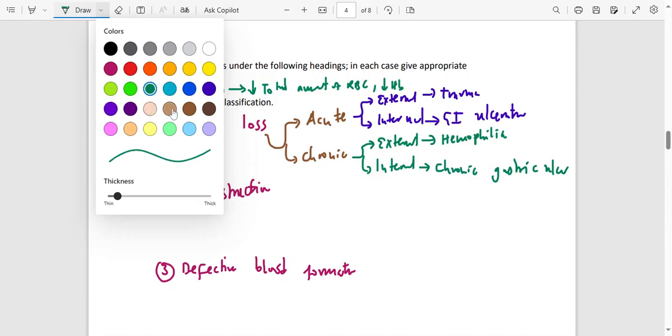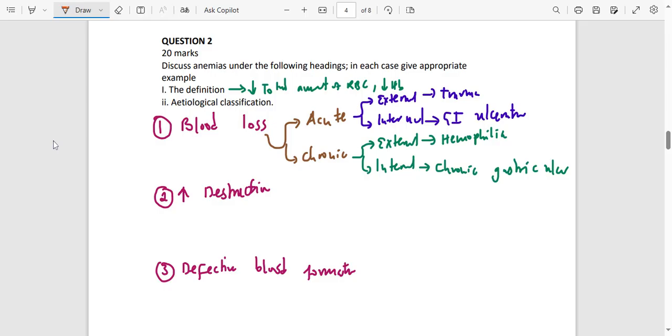And then when we come to the destruction, what is going to be leading to the destruction of red blood cells? We can have different things. We can have intrinsic factors. So intrinsic factors that are leading to the destruction of the red blood cells, we as well call this intravascular hemolysis, because it's happening within the blood vessel. We can as well have extrinsic factors.